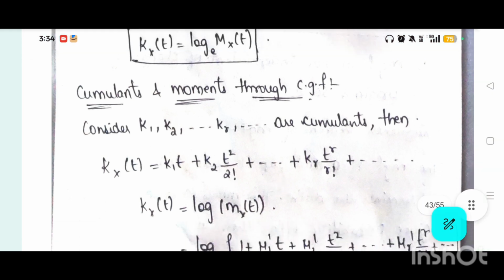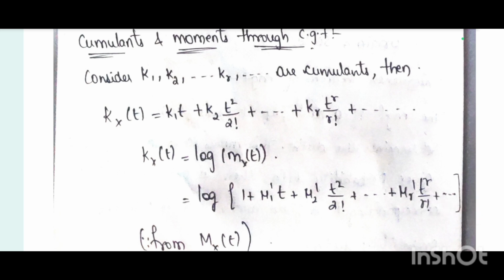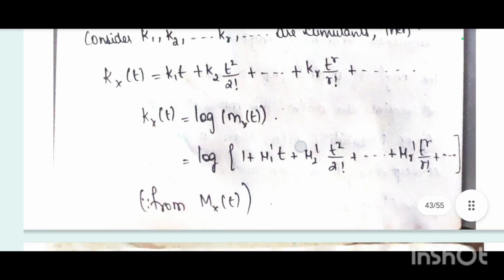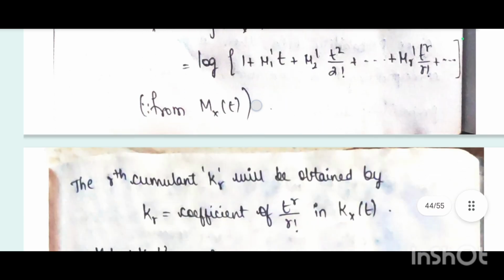Cumulant generating function. Consider K1, K2 and Kr are the cumulants. Then Kx of t is equal to K1 into t, K2 into t square divided by 2 factorial and so on, Kr into t to the power of r divided by r factorial and so on. So this Kx of t is equal to the logarithm of Mx of t. If you apply logarithm to the Mx of t, you will get the cumulant generating function.